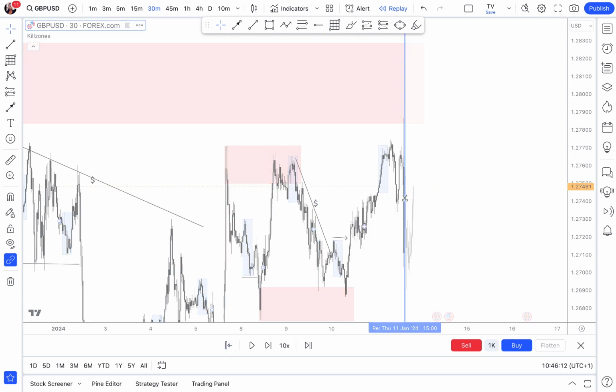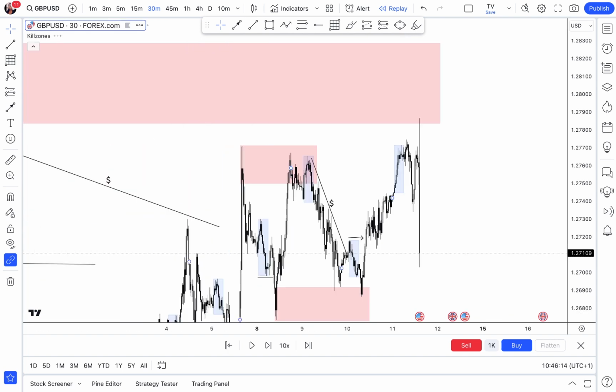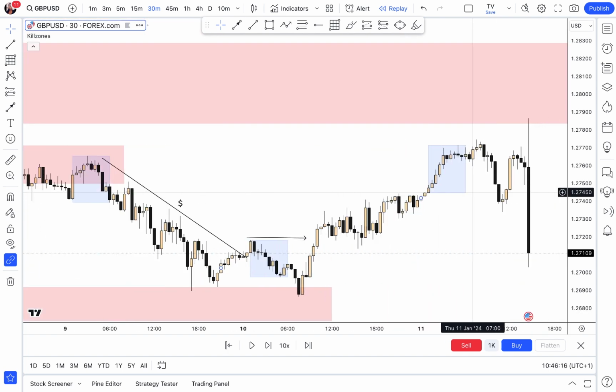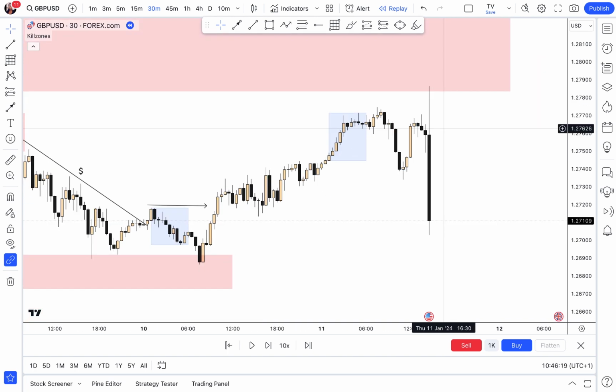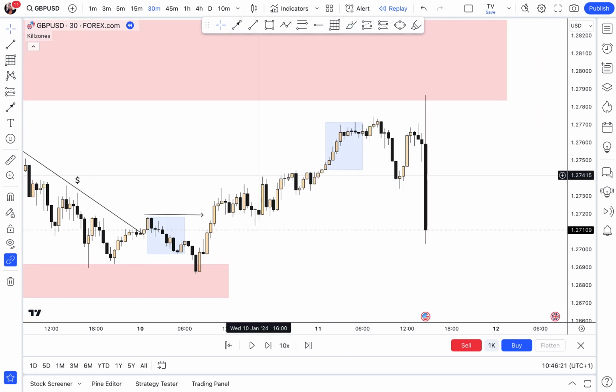So at this point, I'm looking for sell trades. Okay, so this is now an A setup for me. This is an A setup for me. I will now be looking for sales in the market.